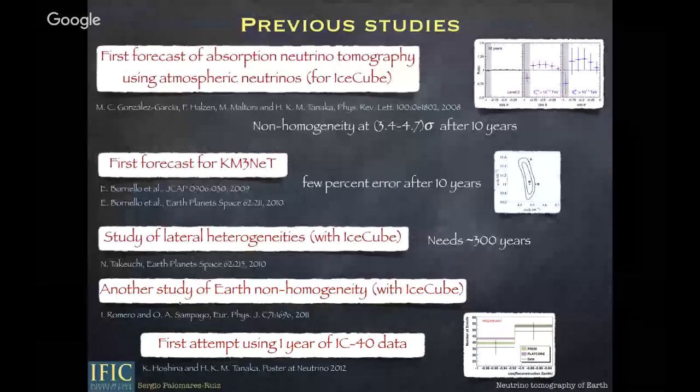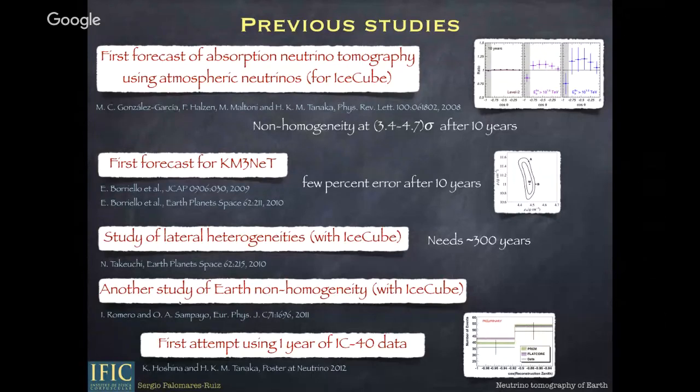and they concluded, depending on what control we would have on the systematic uncertainties, that we could do this between 3.4 and 4.6 sigma after 10 years of IceCube. Then there were a couple of works on forecasts for KM3NeT, with similar conclusions, if I remember correctly.